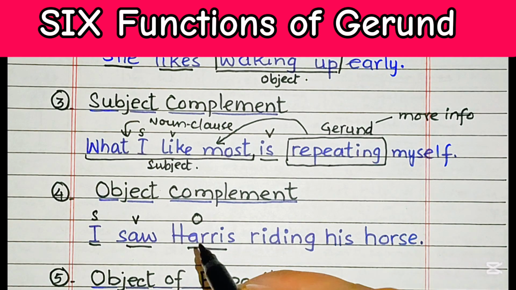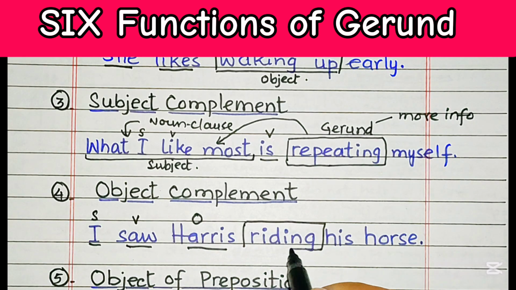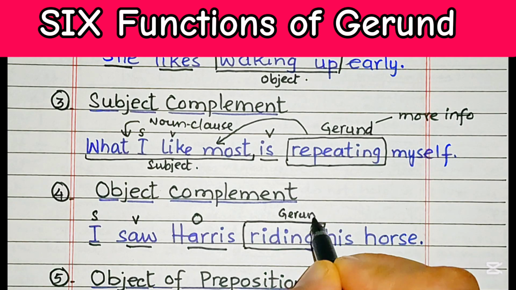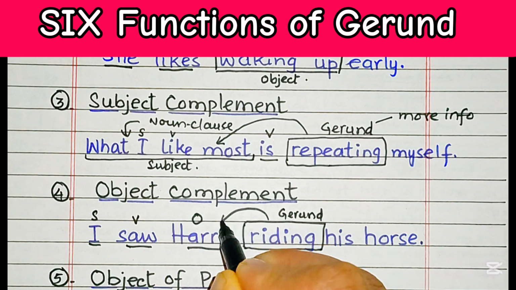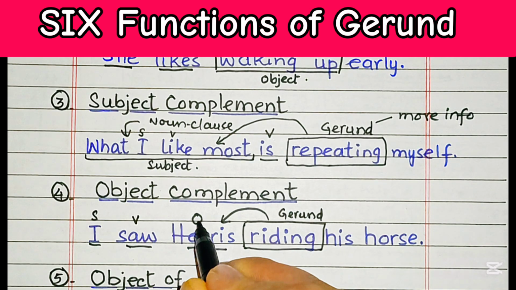First, let's identify the gerund. This is the gerund over here. This is verb plus ing structure. You are giving more information about Harris. So this is gerund, and this gerund is giving us more information. I saw Harris. What was Harris doing? Riding his horse. So Harris is a noun. Over here it is functioning as an object of the sentence.